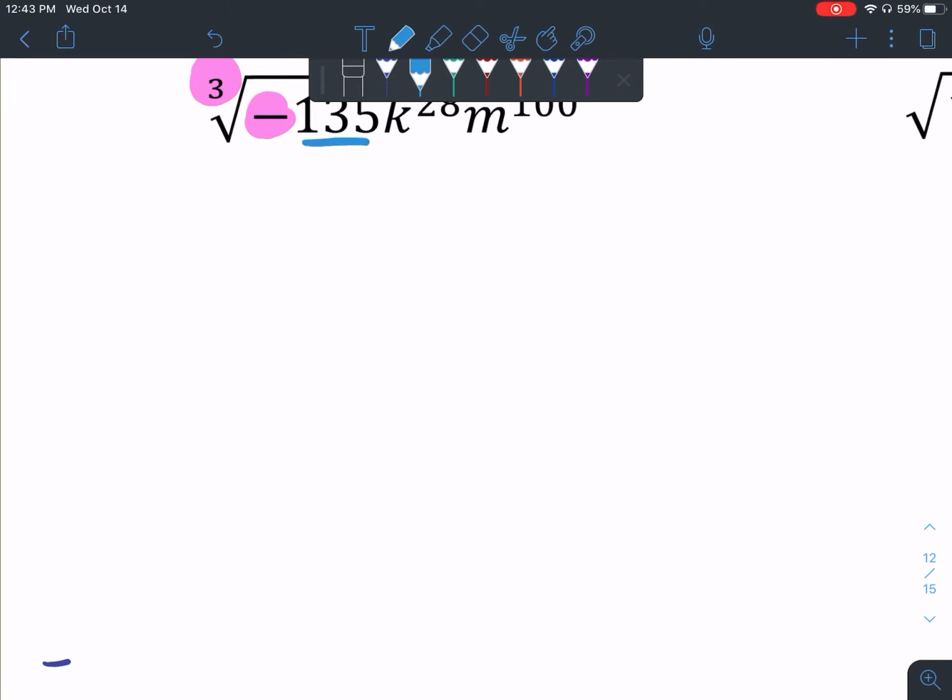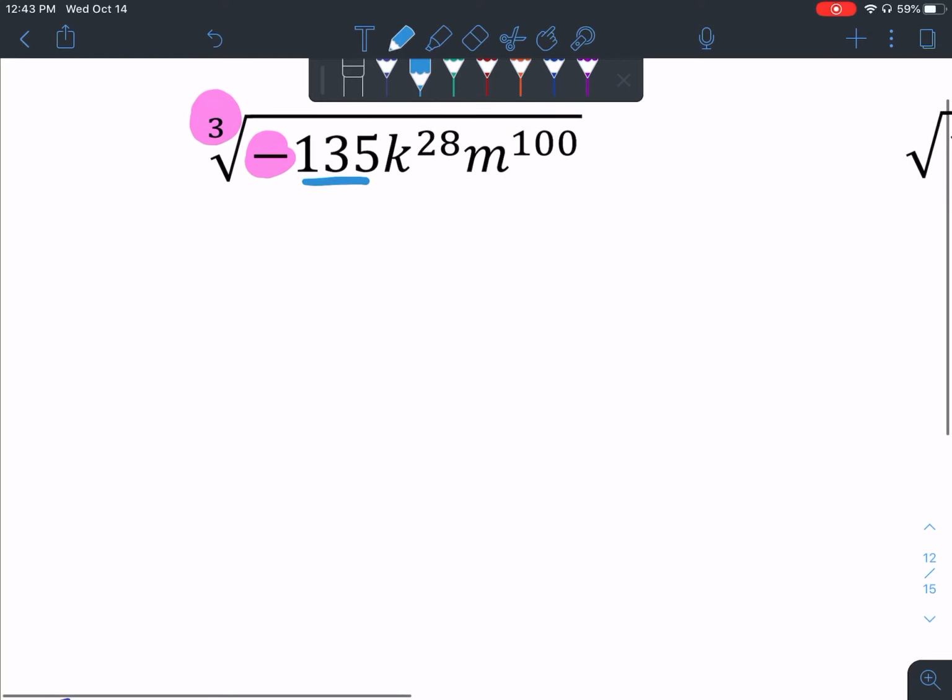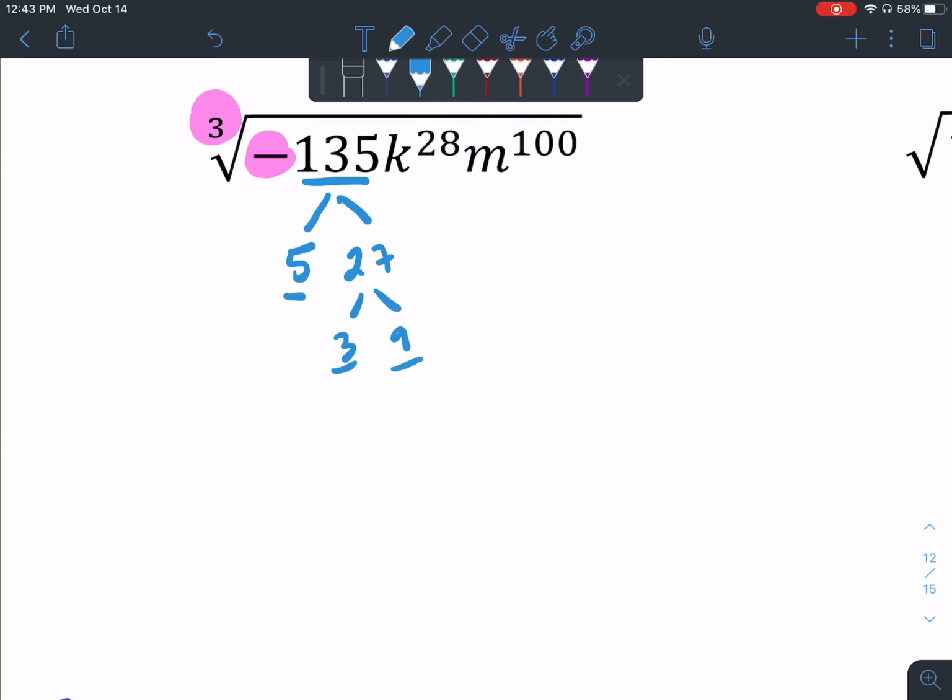Now, I can deal with my 135. So we need a prime factoring, which means break it down as much as you can. Because it ends in a 5 and a 5 goes into it, I can do some division and find out that it goes into it 27 times. 5 doesn't break down any further, but 27 breaks down to 3 and 9, and 9 breaks down to 3 and 3.